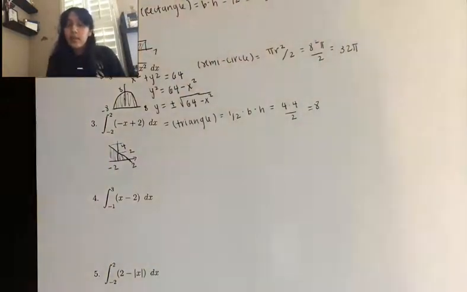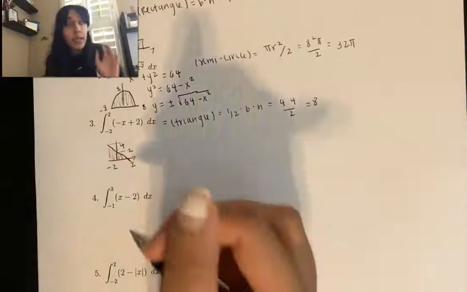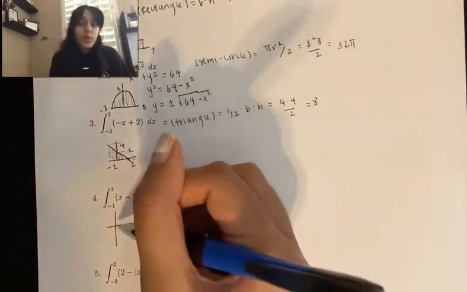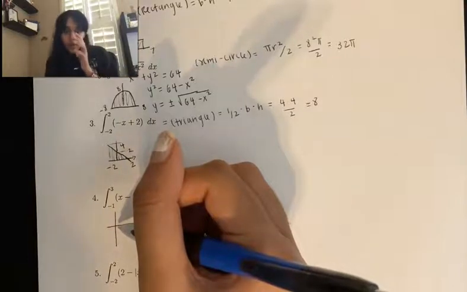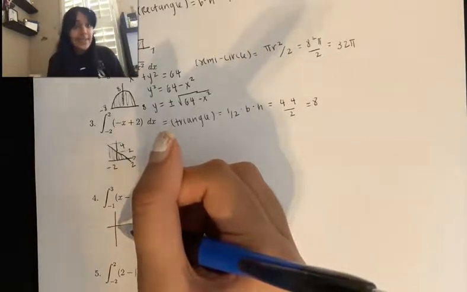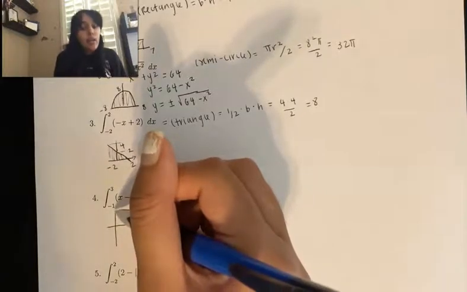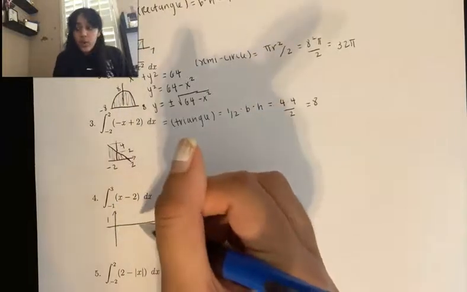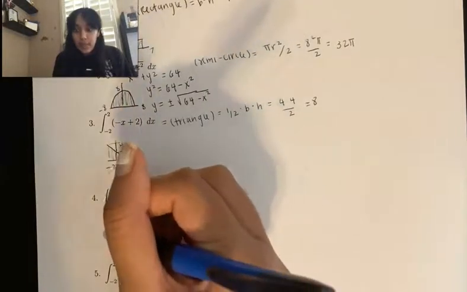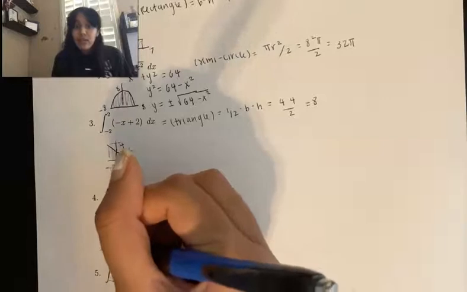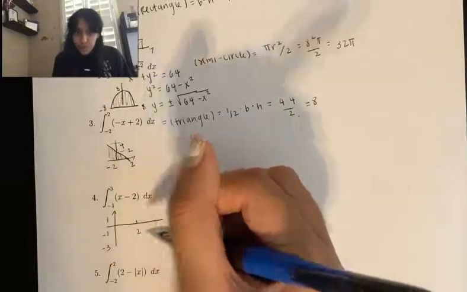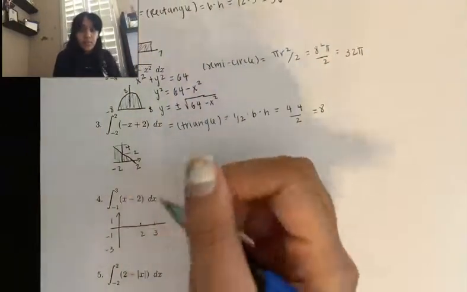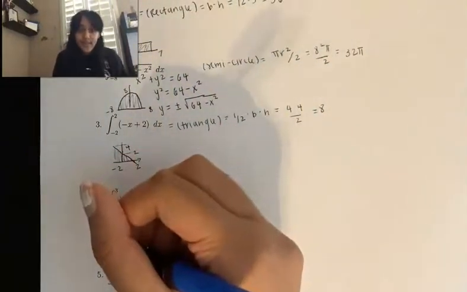Moving on to number 4, it's basically the same thing that we did in number 3, except things are going to be a little bit different here, because you're going to have a positive triangle and a negative triangle. So when we draw it, it's going to be on our x-axis. It's going to be from -1 to 3. That's our interval. And then it's going to intercept at -2. So just going to draw some of the numbers and then make my line.